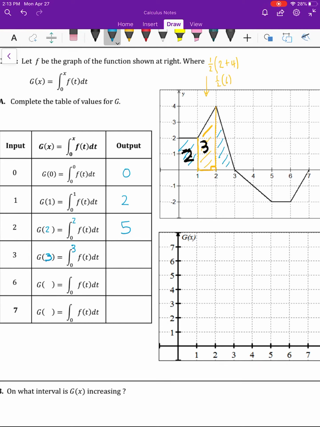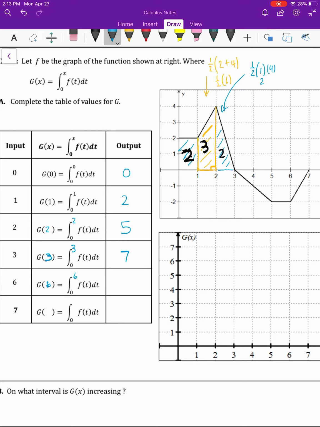this triangle. So to get that area, 1/2, the base is 1, that's down here, the height is 4. So 1/2 of 4 is 2. And so this area is going to be 2. So 5 plus 2 is 7. And now they jump to g of 6. And so that's the integral from 0 to 6. Well, we know the integral from 0 to 3 is 7, but I want you to listen very carefully.